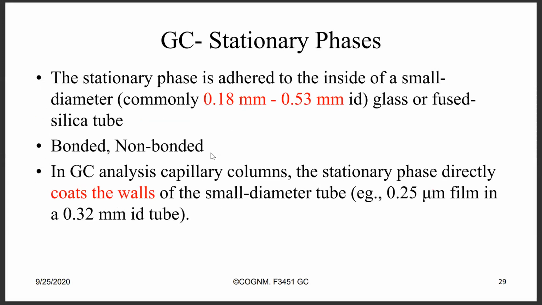Okay, so the stationary phases are commonly between 0.1 to 0.52 millimeters in diameter, and can either be bonded or unbonded to the column itself. In GC analysis capillary columns, the stationary phase directly coats the wall of the small diameter tube.